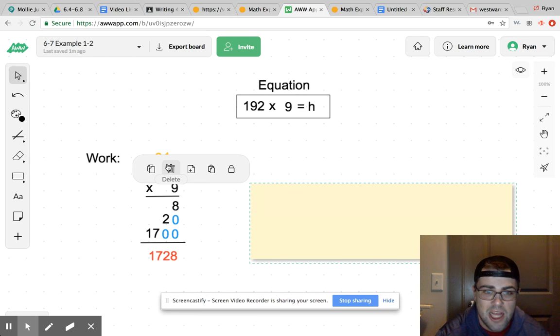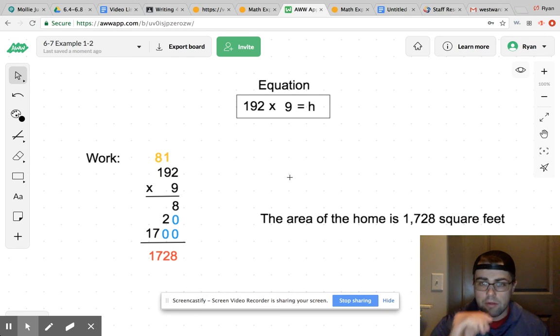Now again, that last part of the problem is writing your complete sentence. The area of the home is 1,728 square feet. That's how you write your complete sentence in the space provided.